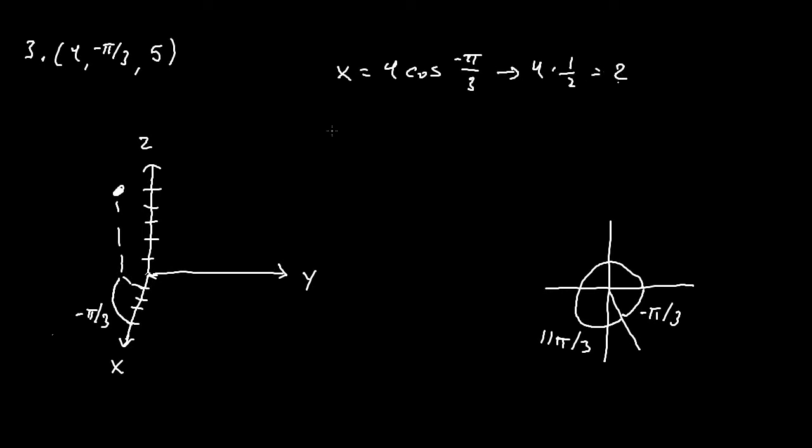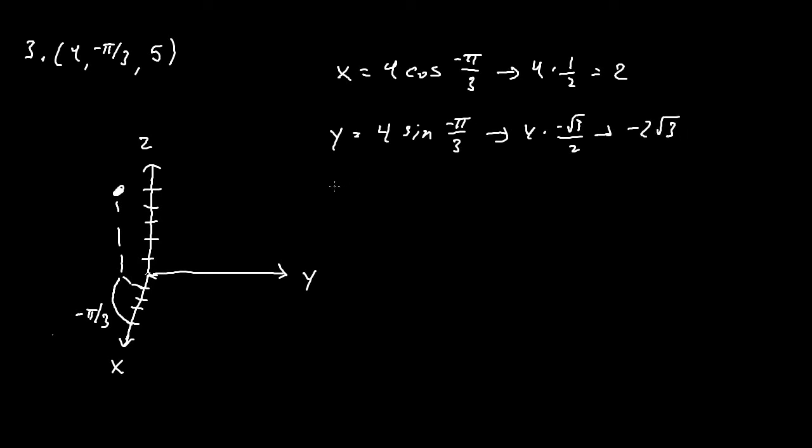Now y is going to equal r, which is 4, times sine of negative pi over 3. And sine of negative pi over 3 is going to be negative square root of 3 over 2. So we get 4 times negative square root of 3 over 2. And so that will give us negative 2 times the square root of 3. And z, our z coordinate, will still be 5. So in rectangular coordinates, it is going to be the x value, which is 2, comma the y value, negative 2 times the square root of 3, comma the z value, which remains 5.